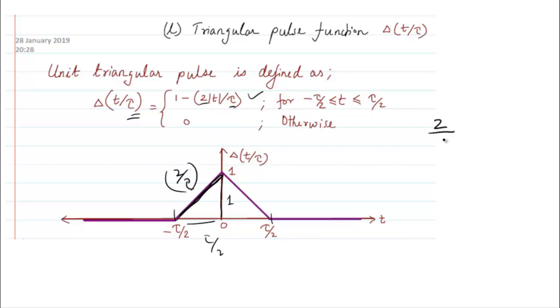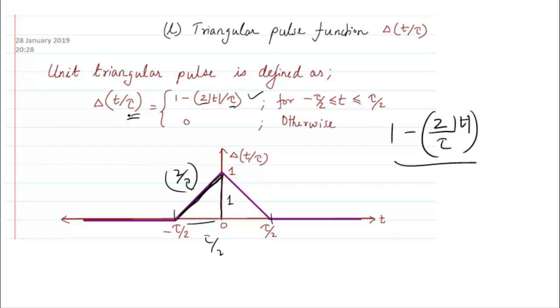So 2 by tau is the slope and t is the time. Now since this is going to be there for positive as well as negative t, when it becomes negative, automatically here it should become a negative 1. So that's why we are placing a modulus here, mod of t, and then it is going to be 1 minus this thing. So this is basically how the equation comes about. So based on the value of tau, you can write the equation.